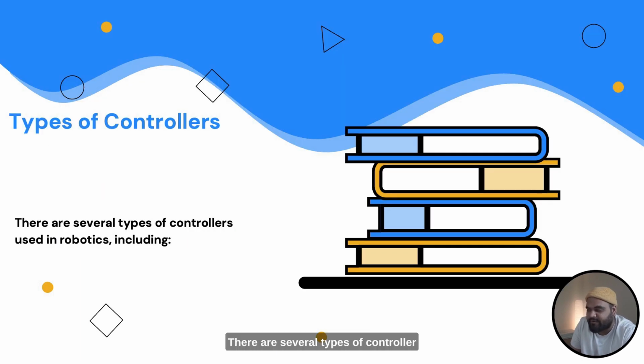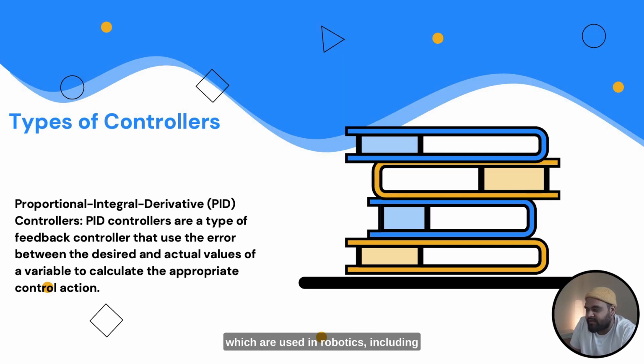There are several types of controllers which are used in robotics, including the proportional integral derivative (PID) controller. Now this is a software-based controller, which is important. PID controllers are used when you have a lot of sensor data and you want to fuse the sensor data into one single solution. I'll tell you a very simple example.